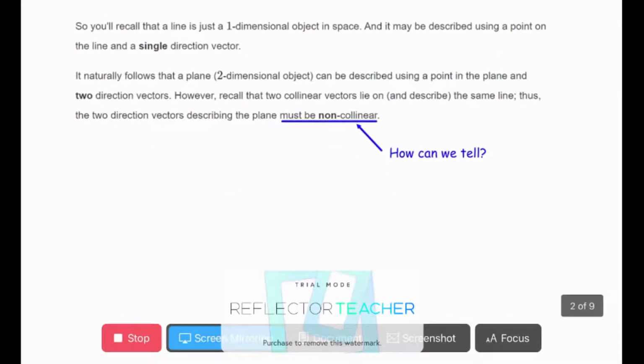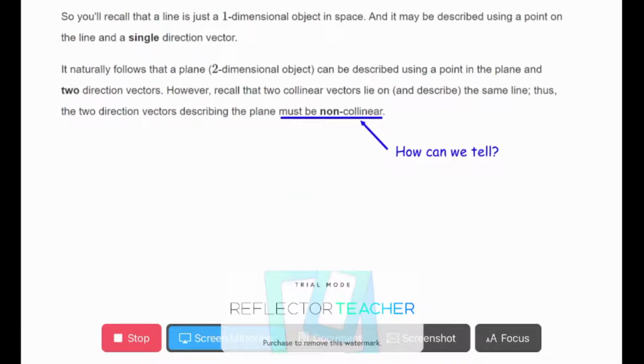So you'll recall that a line is just a one-dimensional object in space, and it may be described using a point on a line and a single direction vector. It naturally follows that a plane, a two-dimensional object, can be described using a point in the plane and two direction vectors. However, recall that two collinear vectors lie on and describe the same line. Thus, the two direction vectors describing the plane must be non-collinear.